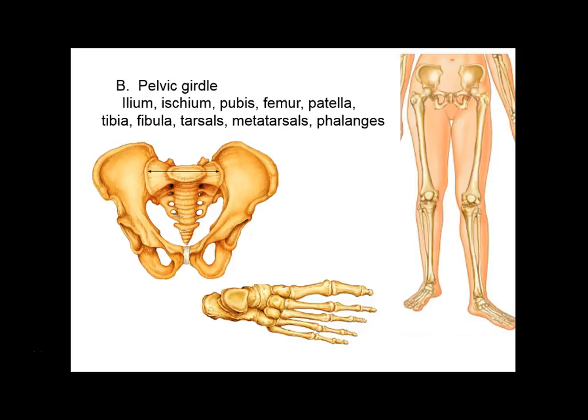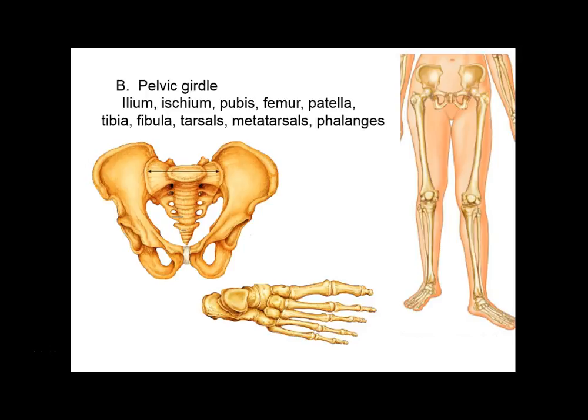Students get these two mixed up. Tibia is the big bone. Fibula is on the lateral surface. If you tell a little lie, you're telling a fib. So the fibula is the small one on the lateral surface. Tibia is the big one.